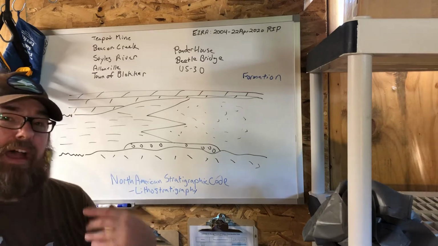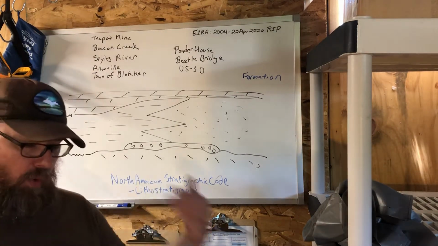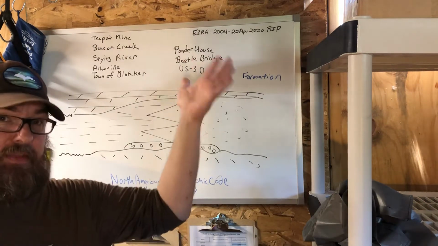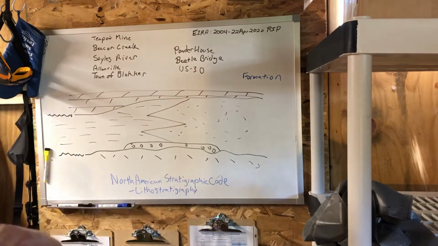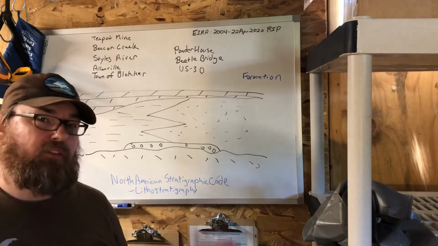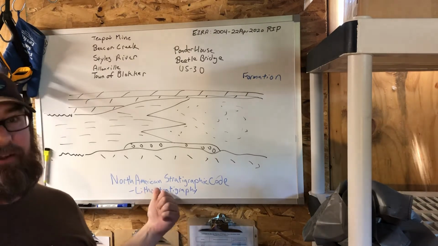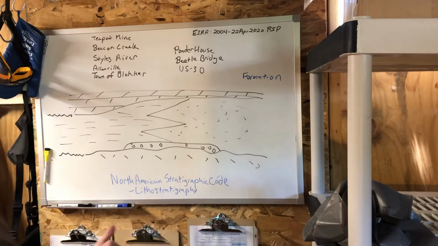It depends. It's really a judgment call. There's nothing that says a unit has to be more than 3 meters or 10 feet thick to be its own formation. Nothing exists like that. And I'm using the North American Stratigraphic Code. There's an international one, but honestly, the international one came from this one. This one was first. And I'm a North American, so I'm using this one, and this is the one we generally use here.